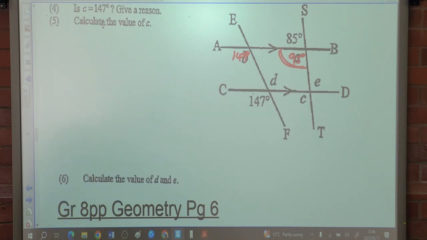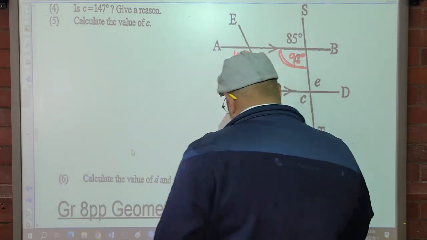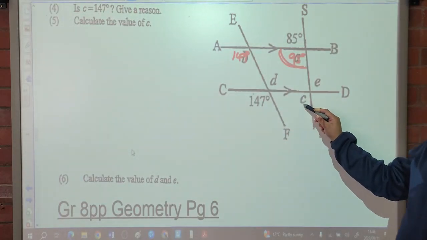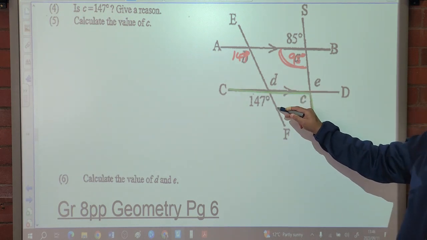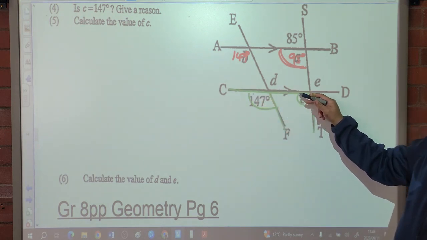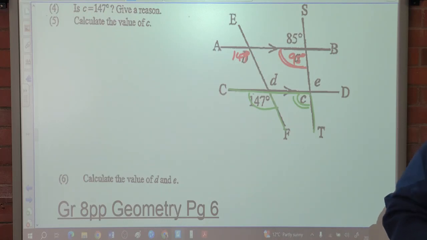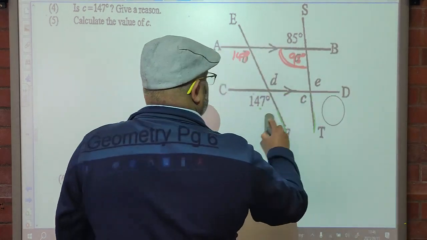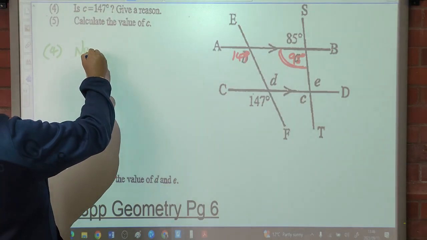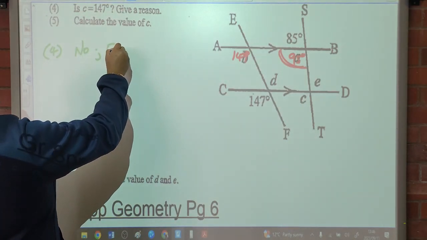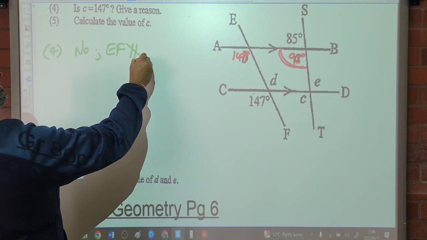Okay. So number 4. Is C equal to 147? No. You see, those angles are corresponding, but they're not equal. Why are they not equal? Lines are not parallel. Okay. So let's answer that then. The answer is no. Why? Because EF is not parallel to ST.